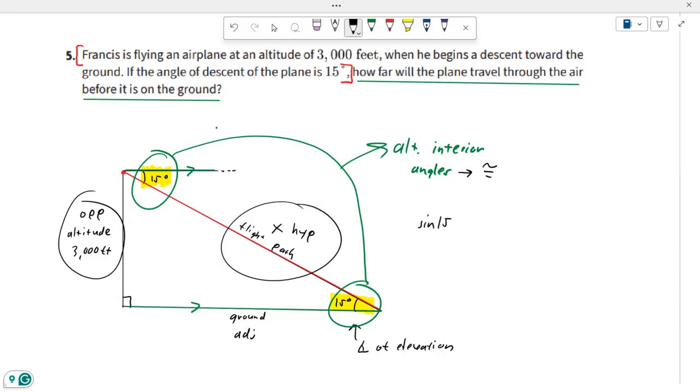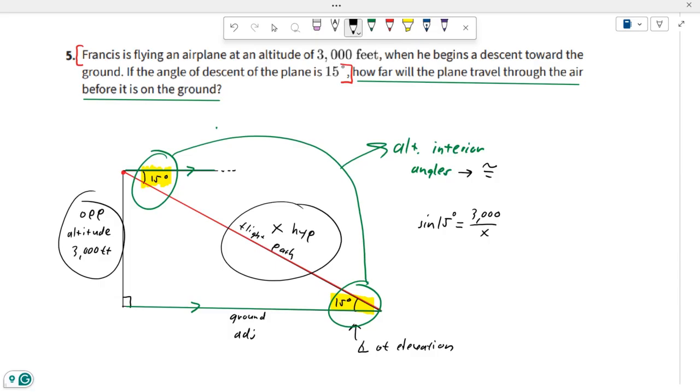So sine of my angle. Trig functions, again, are always of an angle in this class. So sine of 15 degrees. Sine is opposite, which in this case is 3,000, and hypotenuse I've labeled as x.